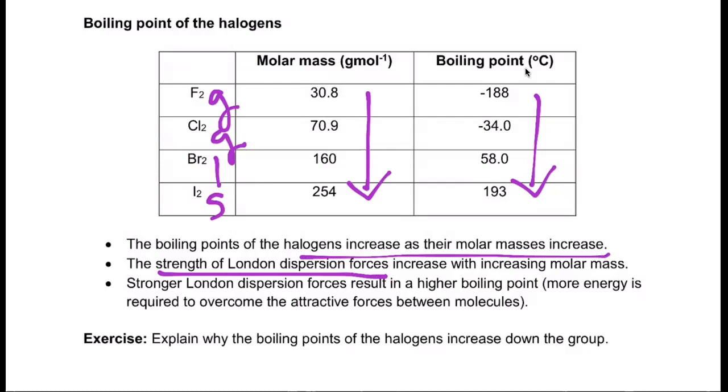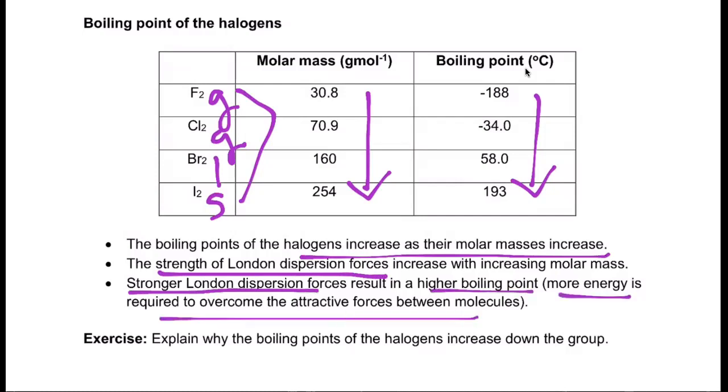So that's why at room temperature the halogens change state as you go down the group, from gases to liquid, eventually to solid. The ones at the bottom, like iodine, have stronger London dispersion forces. So it has a higher boiling point, because it requires more energy to overcome the attractive forces between the molecules. There are more London dispersion forces in iodine than in bromine, and then chlorine, and then fluorine.